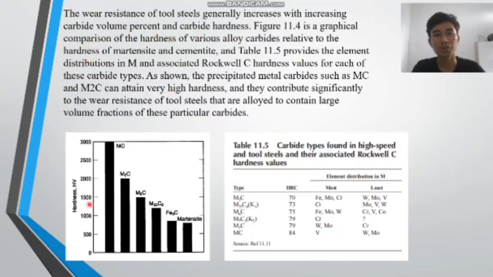Figure 11.4 is a graphical comparison of the hardness of various alloy carbides relative to the hardness of martensite and cementite, and table 11.5 provides the element distributions in M and associated Rockwell C hardness values for each of these carbide types. As shown, the precipitated metal carbides such as MC and M2C can attain very high hardness, and they contribute significantly to the wear resistance of tool steels that are alloyed to contain large volume fractions of these particular carbides.